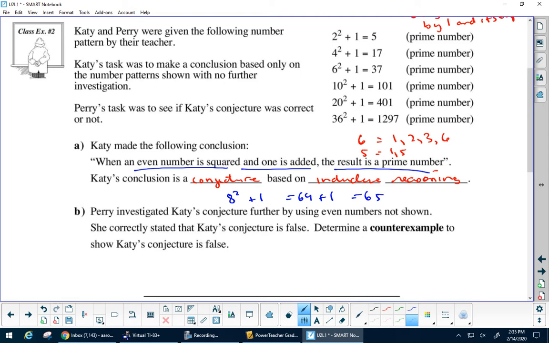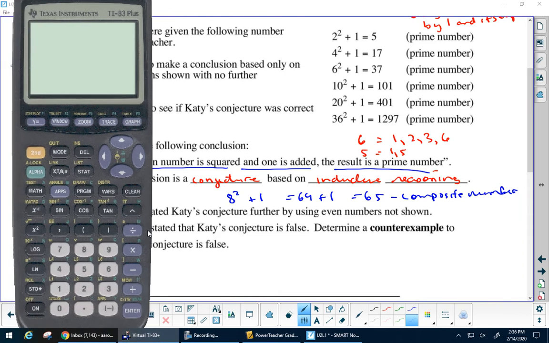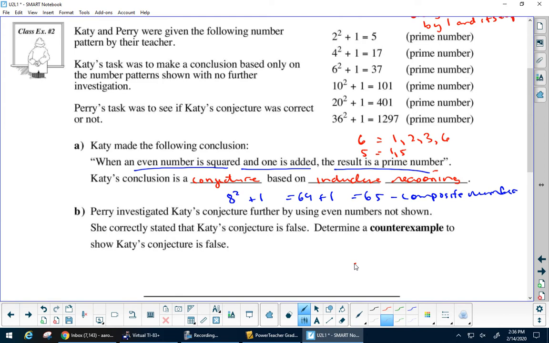Is 65 a prime number? No, this is called a composite number, because it's more than 1 and itself. 65 divides by 5, right? 65 divided by 5 is 13. So you can divide by other things than just 1 and itself. So this proves that this conjecture is false. Therefore, Katie's conjecture is false.